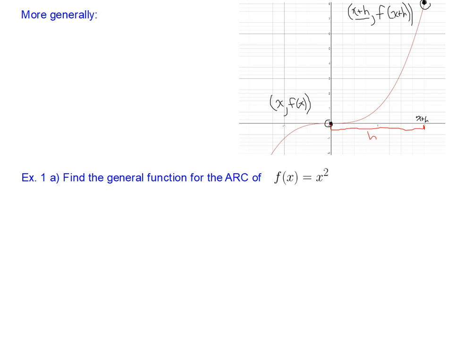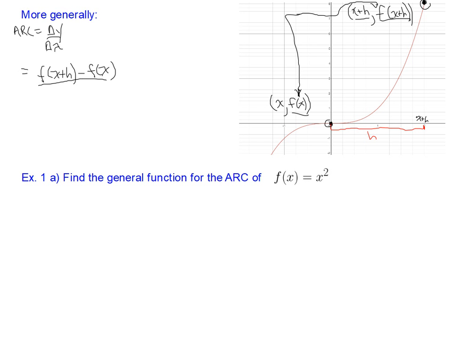So more generally now, if we want to find the average rate of change, it's the change in y over the change in x. Well, in order to find the change in y, we subtract these two y values. Well, we have a y value here, and we have a y value over here. We want to subtract those two. So our average rate of change, generally speaking, is f at x plus h. That's our y value right here, minus the y value here. And then we want to divide that by the change in x.